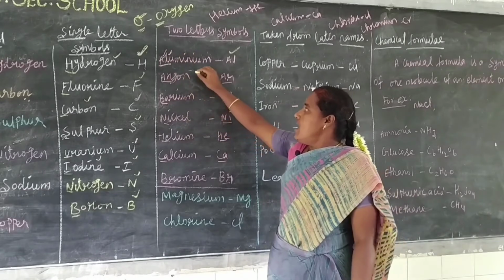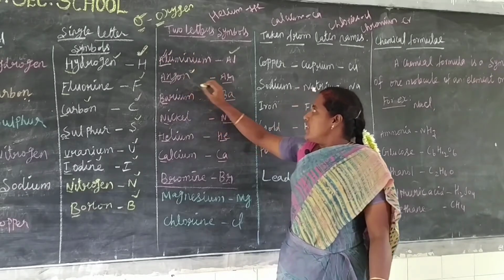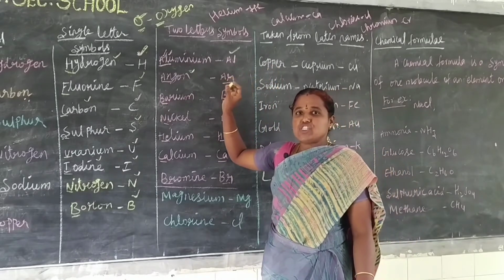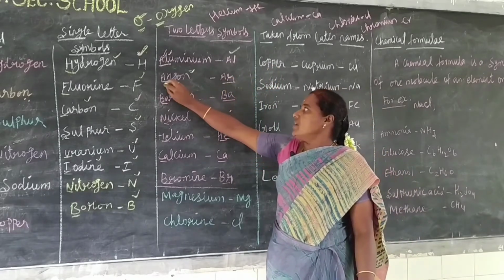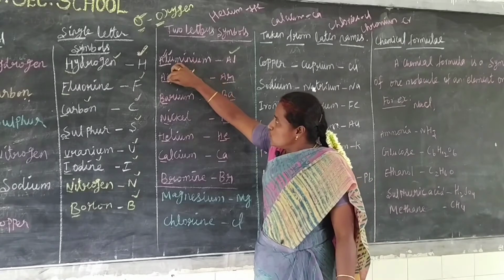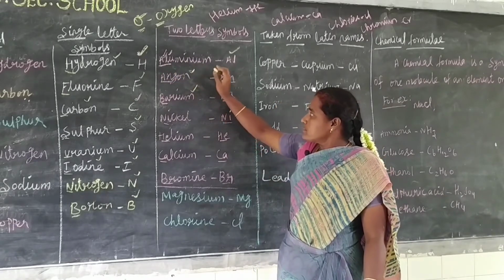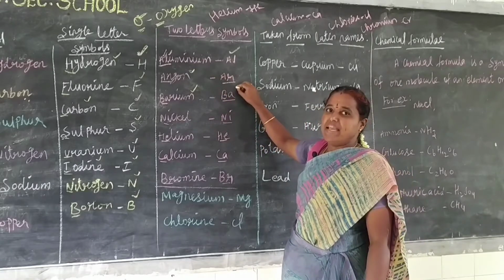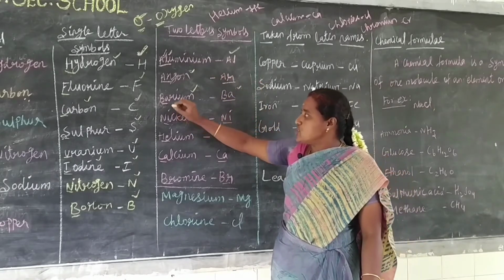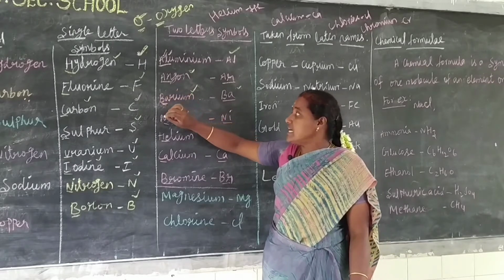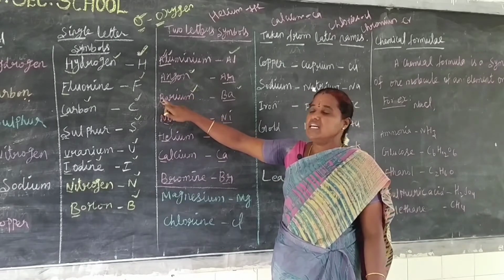Okay, next one is argon. The symbol for argon is Ar, which is the first two letters of the word argon. Third one is barium. The symbol for barium is Ba, which is the first two letters of the word barium.